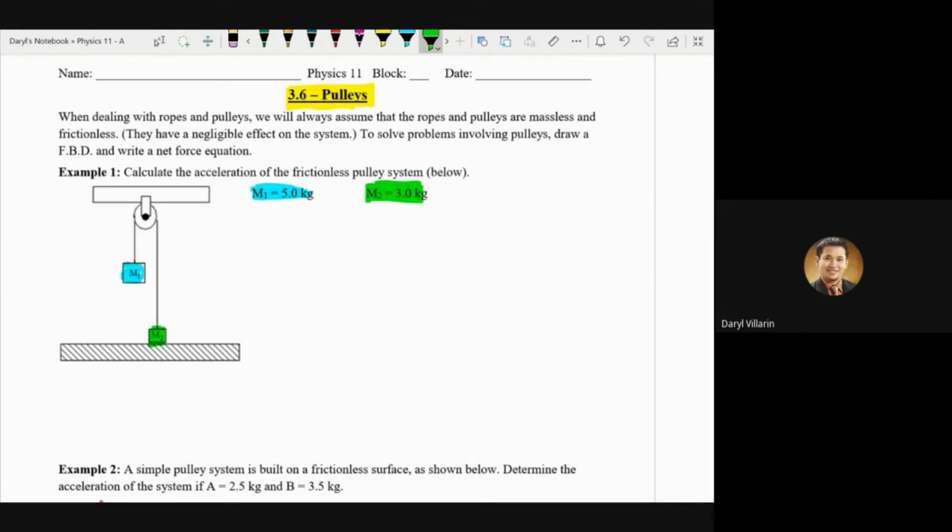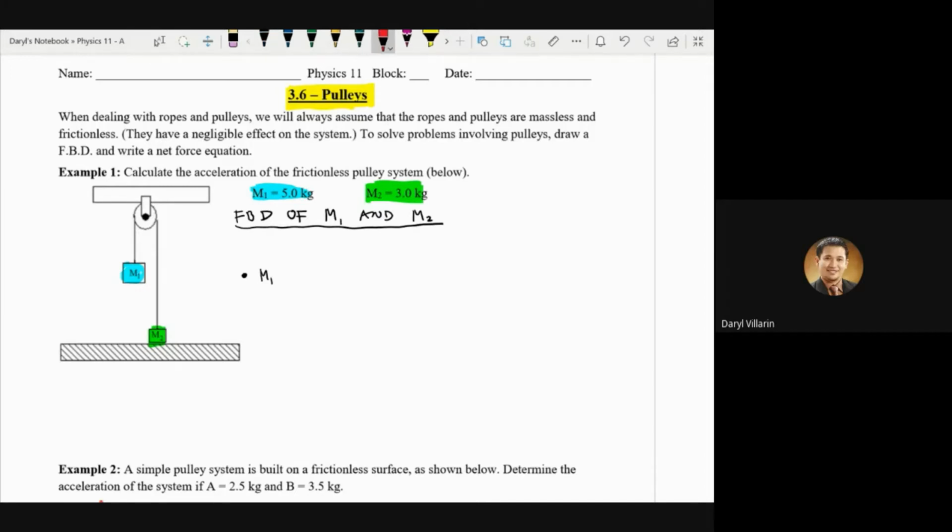Okay, so in my solution, what I'm going to do is draw the free body diagram of each. FBD of capital M1 and M2. So I'll be examining the forces individually for my M1 and M2. For M1, I'm going to start with M1. If this is my M1, what are the forces acting on my M1?